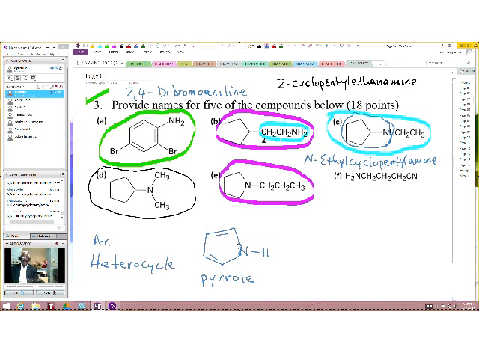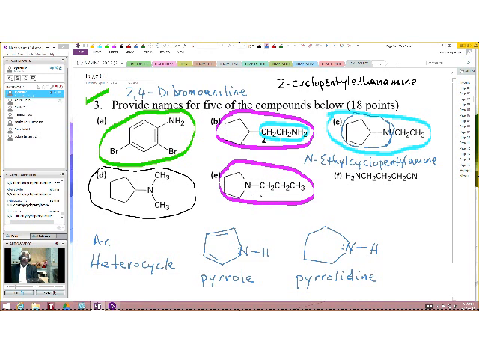Okay, in other words, this is a cyclic molecule that contains atoms other than carbon. Most of the cyclic molecules we deal with contain carbon. On the other hand, in the case of the heterocycle, they contain other atoms like nitrogen and oxygen. Anyway, this is called pyrrole. And if we completely hydrogenate this pyrrole here, this becomes pyrrolidine.